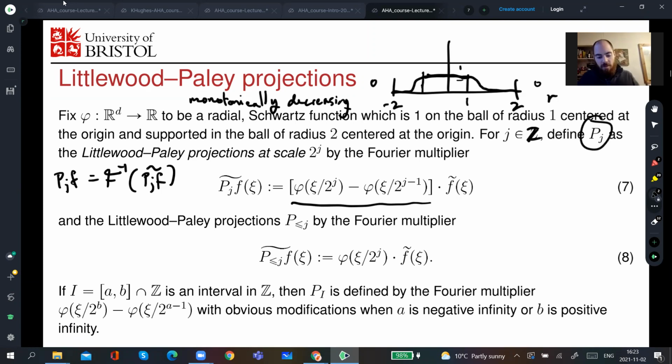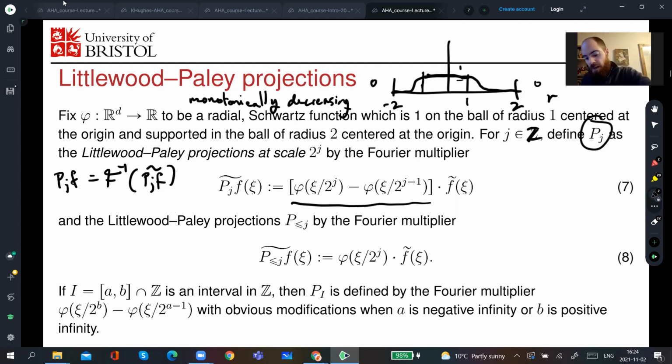Okay. So what does that do? My original function phi is supported in the ball of radius 2, so phi of xi over 2 to the j is supported in a ball of radius 2 to the j plus 1, and it's 1 on the ball of radius 2 to the j. Again, all the balls I'm talking about are centered at the origin inside of Euclidean space. Now phi of xi over 2 to the j minus 1 has the same properties, but it's supported in a ball of radius 2 to the j minus 1 plus 1, that's just 2 to the j, and it's 1 on a ball of radius 2 to the j minus 1. So their difference is 0 inside the ball of radius 2 to the j minus 1, and it's 0 outside the ball of radius 2 to the j plus 1.